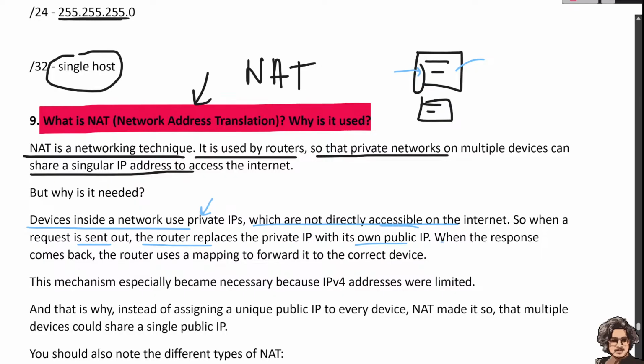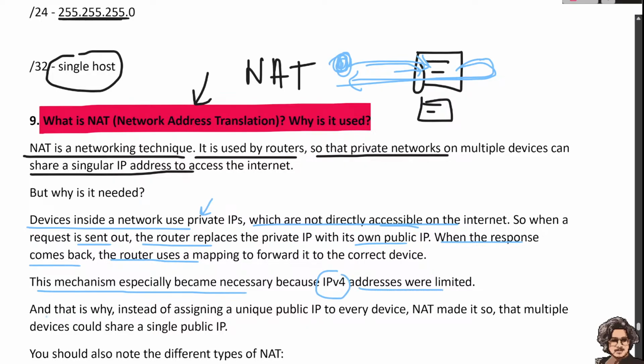Okay, and when the response came back, so this is the device, this is the router, it converts that private IP into the public IP and the response is sent back to the user side. Okay, so the router uses mapping to forward to the correct device. This mechanism especially becomes necessary because IPv4 addresses are limited.